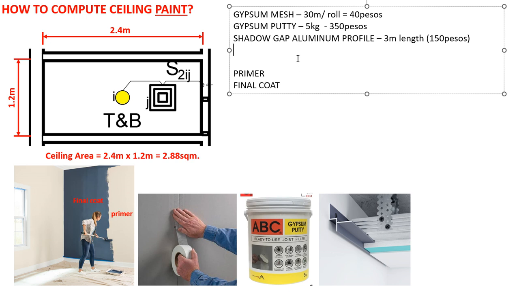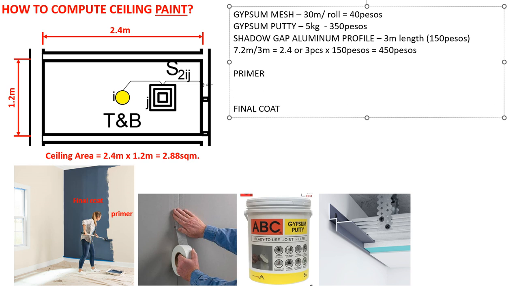So for the shadow gap aluminum profile, this is usually used nowadays, and it comes in 3 meter length, which costs 150 pesos per 3 meters. So we know that our perimeter is 7.2 meters, so we just have to divide it by 3 meters and we'll get 2.4 pieces, or 3 pieces, times 150 pesos equals 450 pesos.